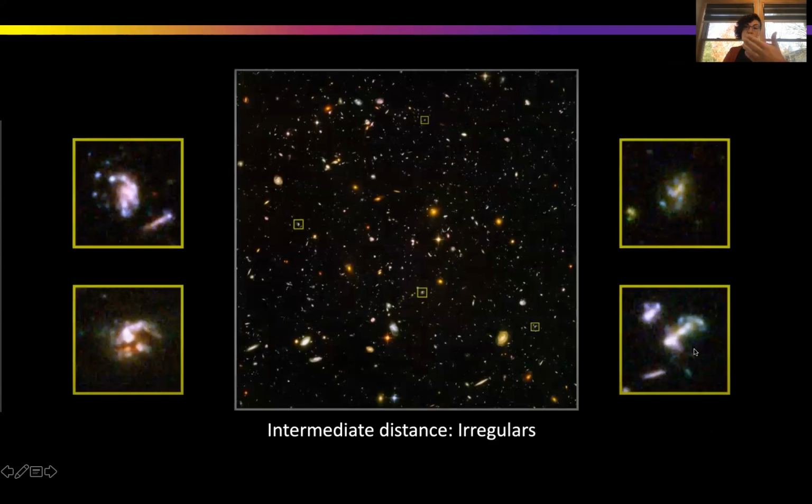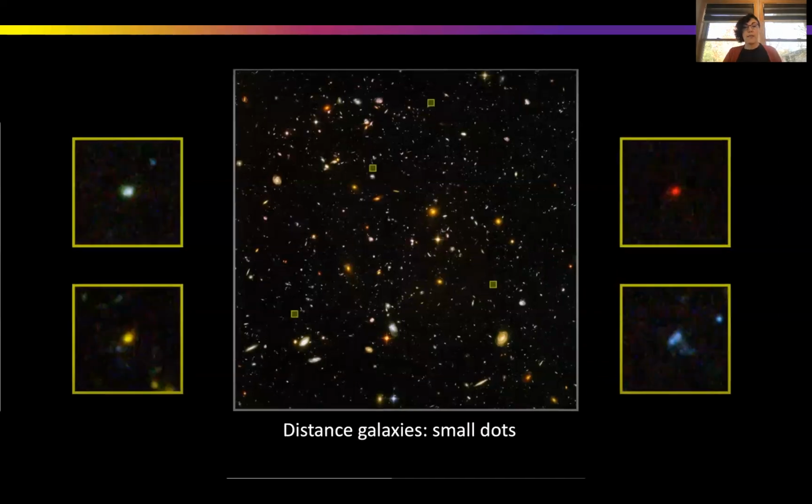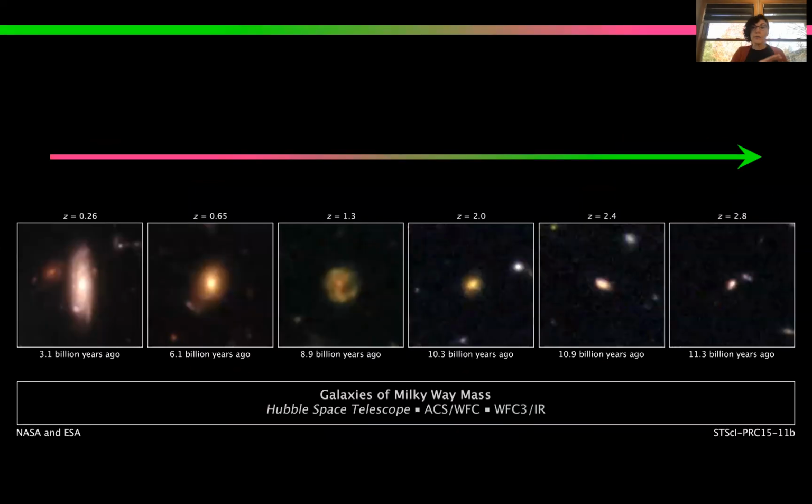As we move to the intermediate universe, we see that they become more irregular and they often tend to be close to other galaxies and interacting with these galaxies. And then the very distant galaxies are very small and compact. We want to see with Webb how this evolution occurred when the galaxies started to build up their various structures.